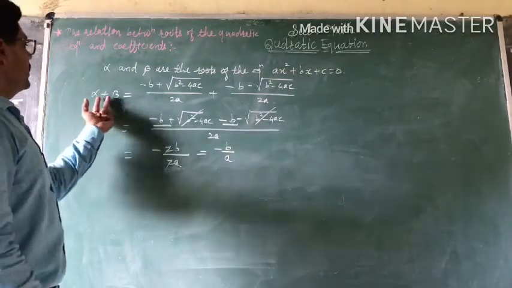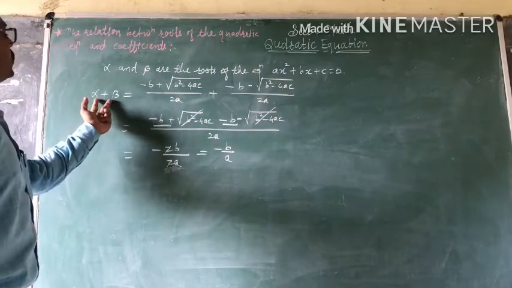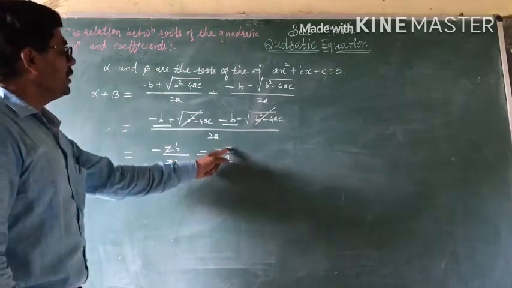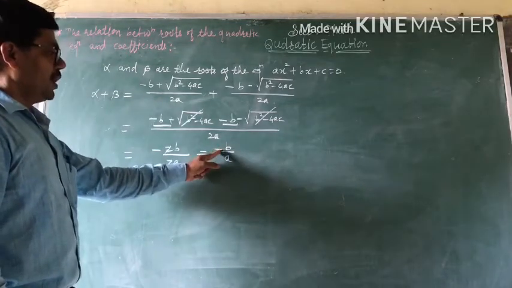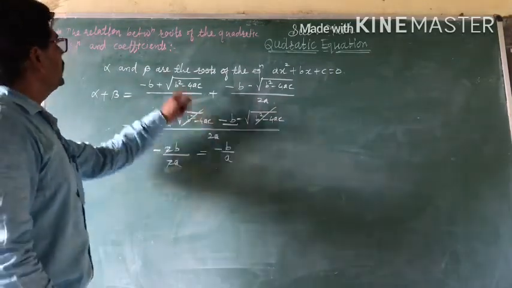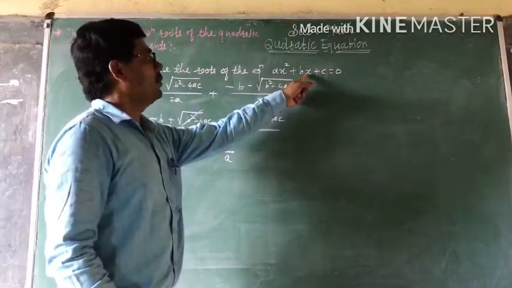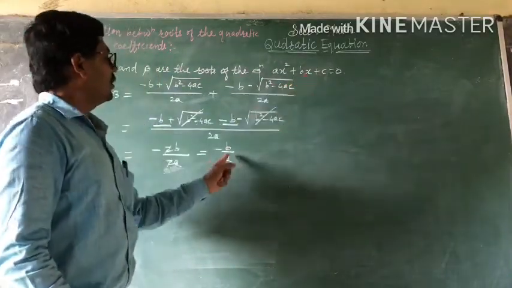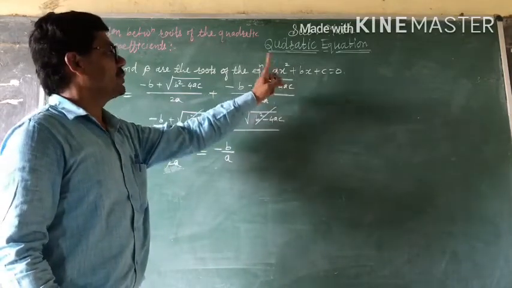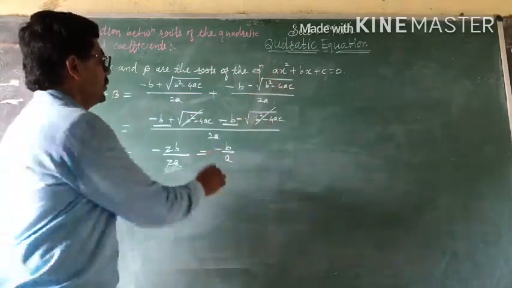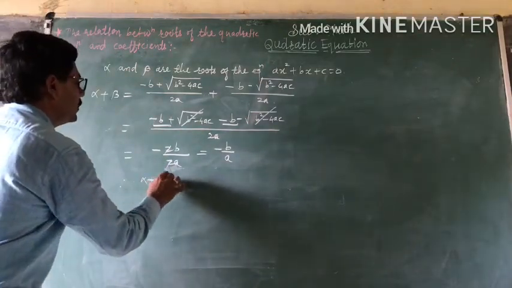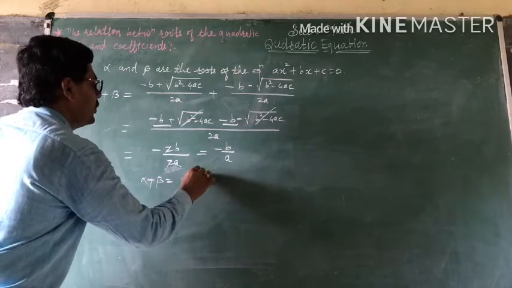This is the relation here: the sum of the two roots of the quadratic equation is -b/a, where b is the coefficient of the middle term, x, and a is the coefficient of the quadratic term, the first term. Alpha + beta is equal to -b/a.